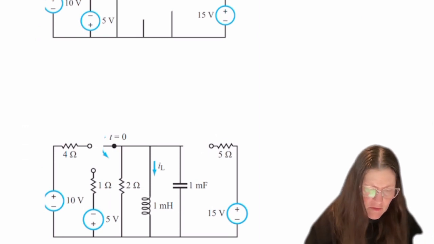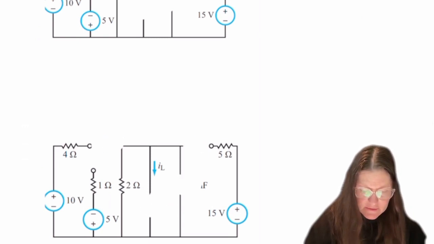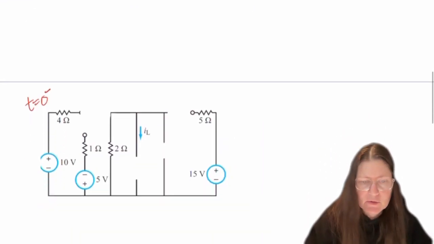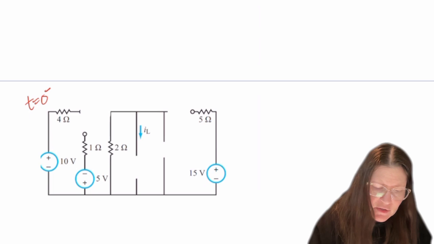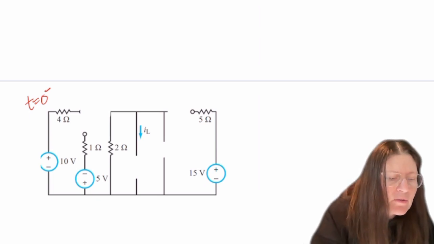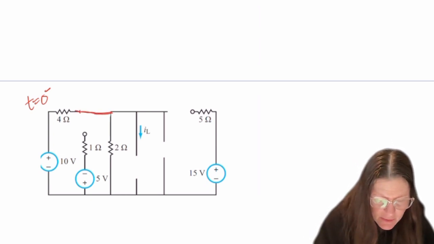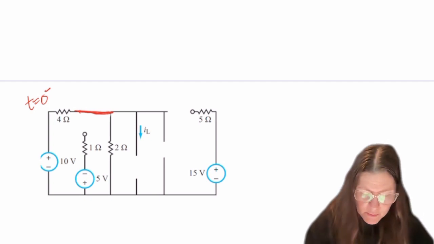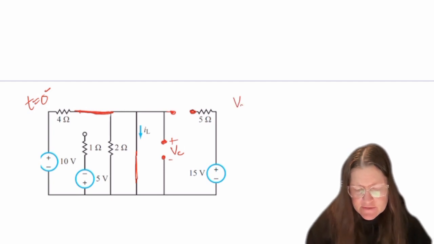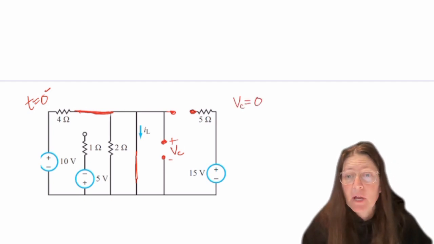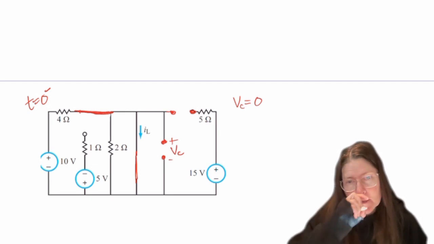And so from here, for the time right before the switch moves, the switch is in this top position for this one, and it is open for this one, sitting a long time, a wire, and then this will be open here. So I can see here that VC will be 0 because it's in parallel to a wire, and so that will be easy to find.